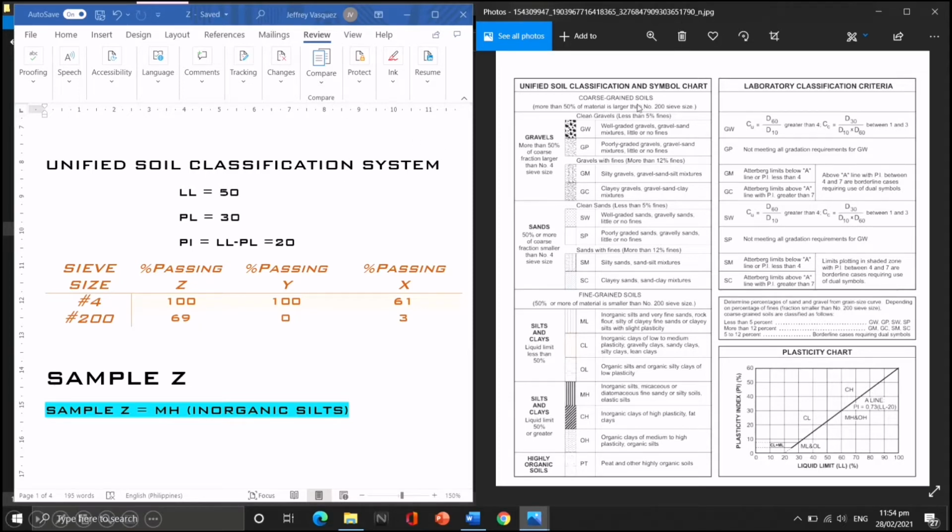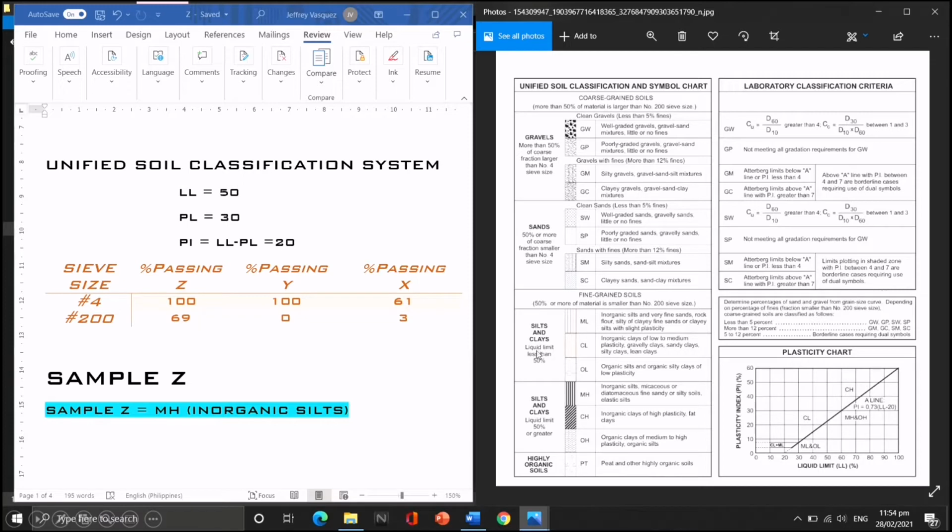Una, identify natin kung coarse-grained soil ba siya o fine-grained soil. Sabi dito, 50 or more materials is smaller than number 200 at sa coarse naman ay larger than 200. And sa sample Z natin, meron tayong 69 na passing, which means na smaller siya. So, fine-grained soil siya.